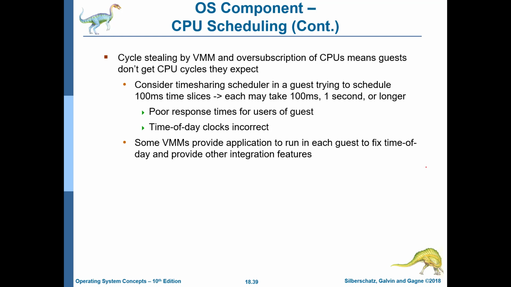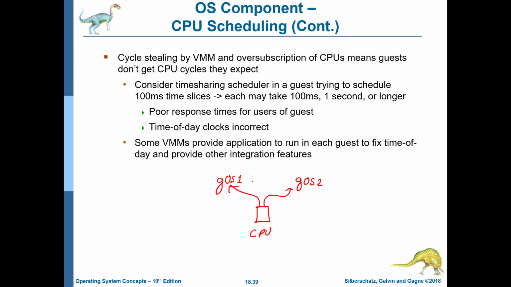So the key point over here is that we have to do some degree of cycle stealing by the VMM. So what I mean is that if a single CPU is shared between two guest OSs, all right, then there is a problem. The problem that arises is basically that both of them will be assuming that they have complete control over the CPU.